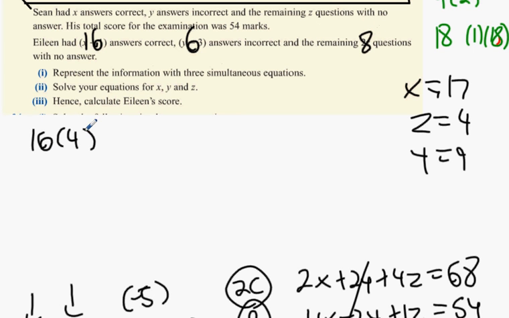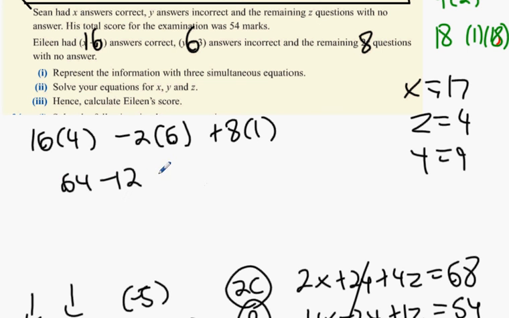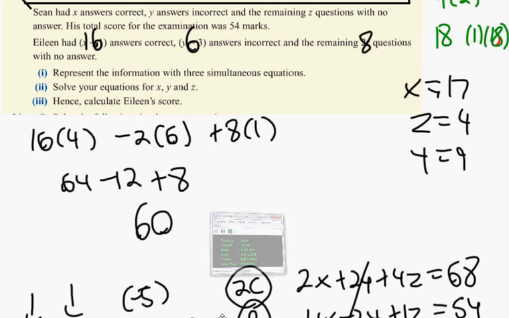16 times 4 for the marks you got correct, minus 2 times 6, 2 marks for 6 questions, and then plus 8 times 1, and that will give you Eileen's score, which is going to be 64 minus 12 plus 8. What'd you say? Pretty sure it's 58, no? 64. 4 times 16 is 64. Minus 12 is 52. Oh, sorry, you're right. 60, my fault. 60 marks in total. And we're done.